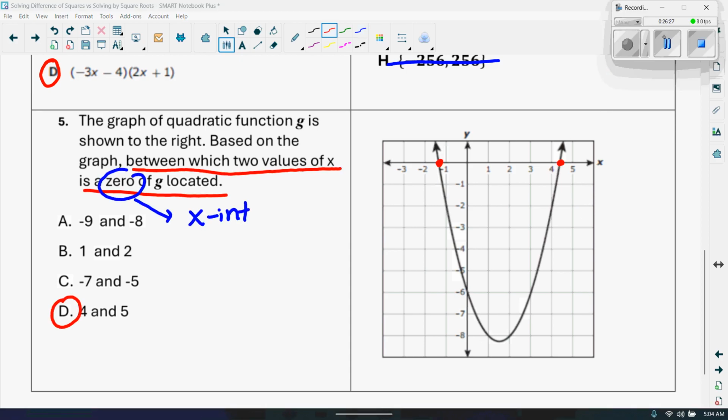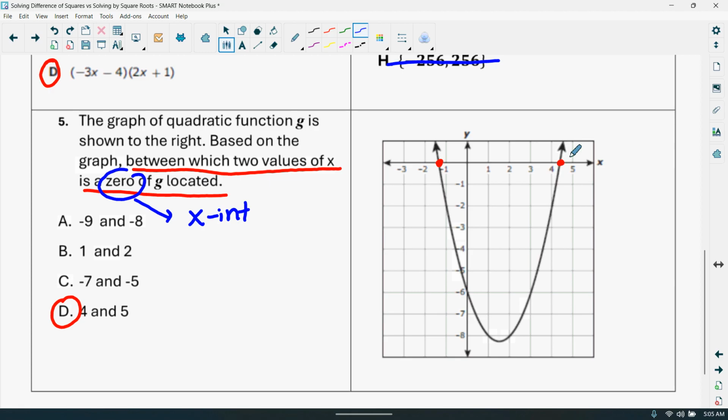All right, hopefully you got D for this one. The key was this is between which two values of x is 0. 0 is your x-intercept. So I'm just reading from left to right. There's the first one right here. This is the first one, and I can see it's between -2 and -1. That's not even one of our answer choices. I go over here. There's the other solution, the other 0, or x-intercept, and that is between 4 and 5.